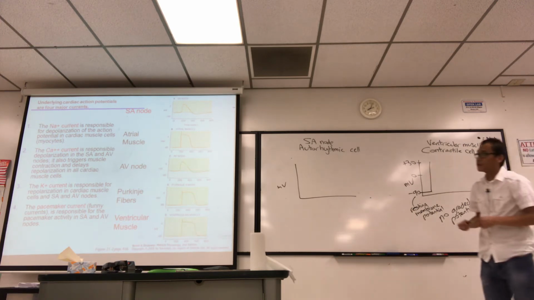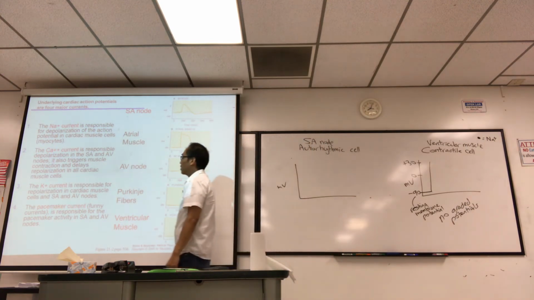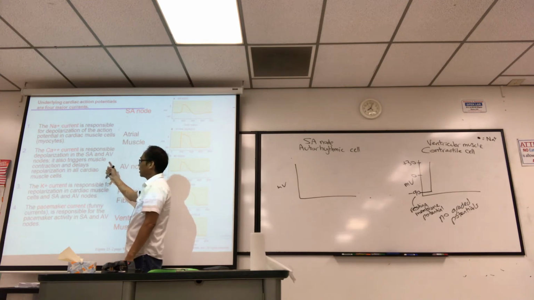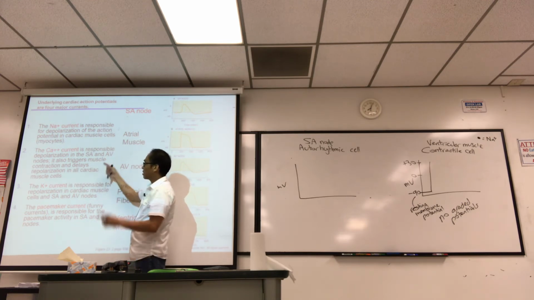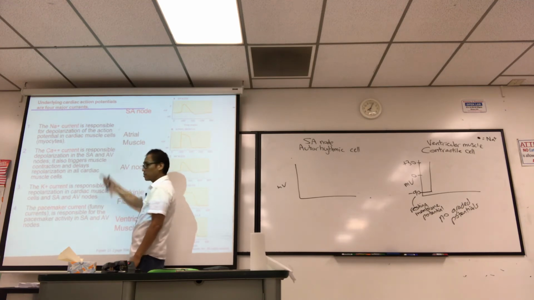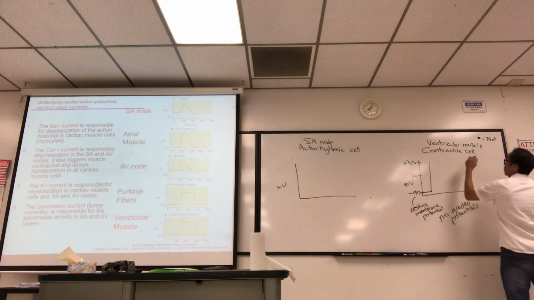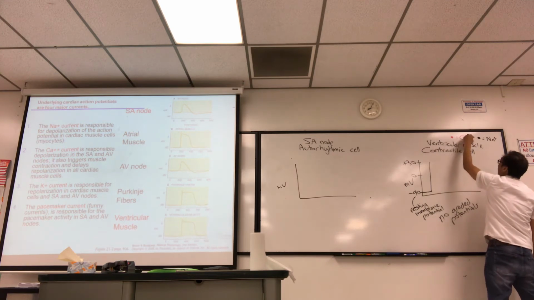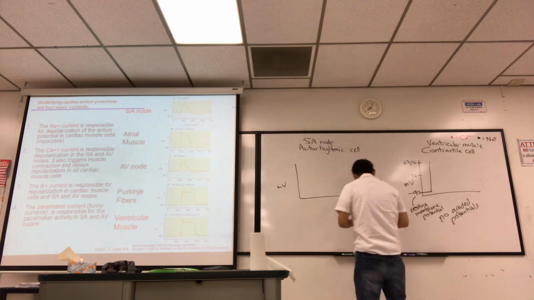Okay, let's read number 2. Calcium current is responsible for depolarization in the SA and AV nodes. It also triggers muscle contraction. It delays repolarization in all cardiac muscle cells. So there's a couple of things here. Number 1, calcium current is the depolarization of the autorhythmic cells. Okay, so let me use red here. I'll use red for calcium ions, and it carries the depolarization here.